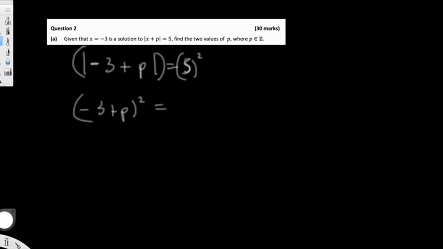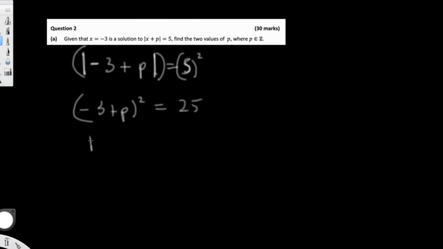Now, another way to do this question would be to sub in the -3 plus p, with the absolute value equal to 5. And what we could do is square both sides, because as soon as you square both sides, you lose these absolute value signs. Because if you think about it, the absolute value makes things positive, but also squaring things makes things positive as well. So you can lose those absolute value signs when you square.